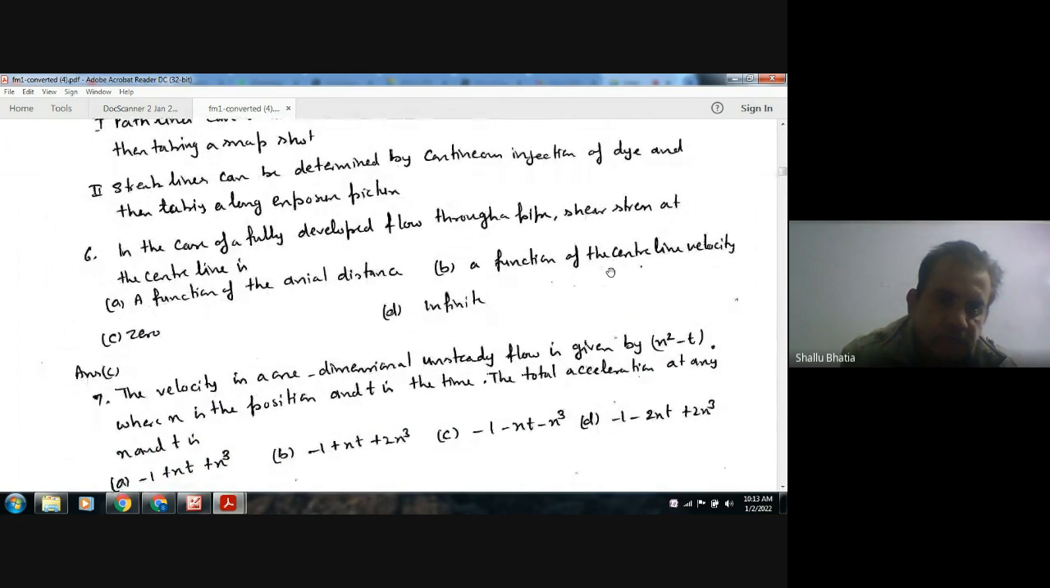Question 6. In case of fully developed flow through a pipe, shear stress at the central line is: Option A, a function of axial distance. B, a function of central line velocity. C, 0 and D, infinity.